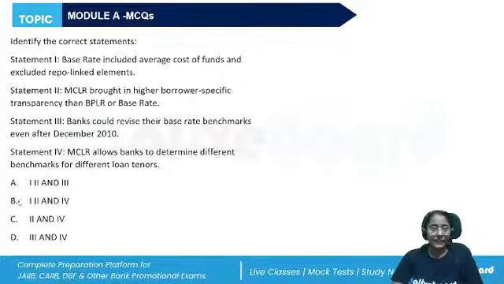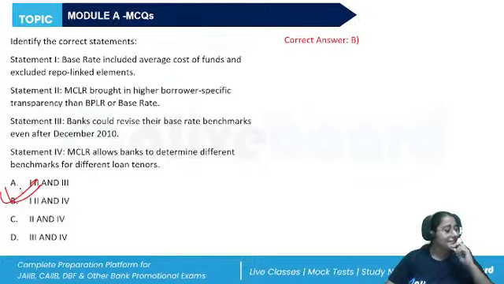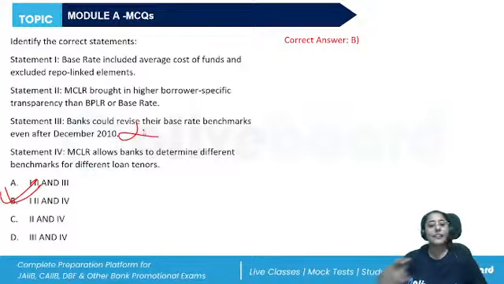These are the differences. So the correct answer will be B, 1, 2 and 4. Not D, but the correct answer will be B. The third statement is not true.